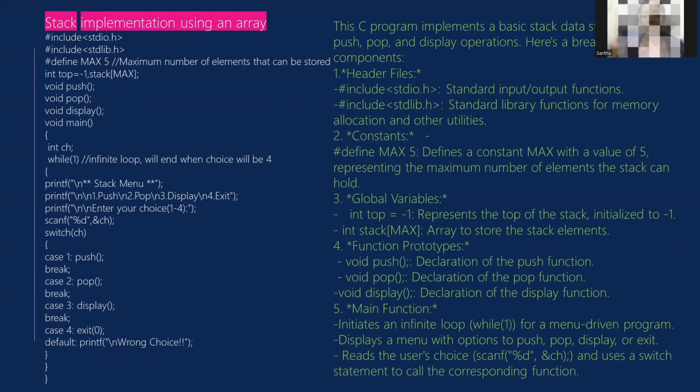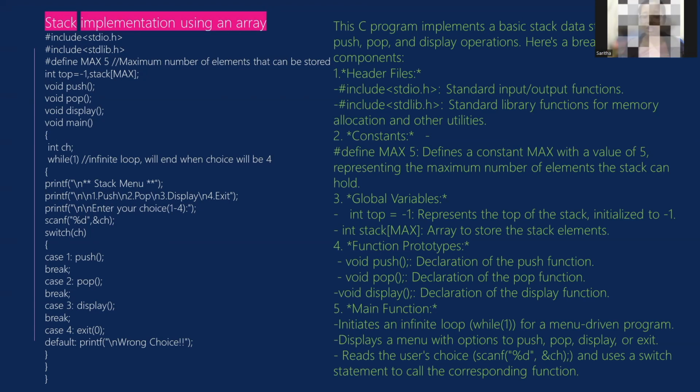When it comes to global variables, int top equal to -1 represents the top of the stack, initialized to -1, and int stack[MAX] stores the stack elements. The function prototypes are void push, void pop, and void display. These are the void function prototypes. Void push is the declaration of the push function, void pop is the declaration of the pop function, and void display is the declaration of the display function.